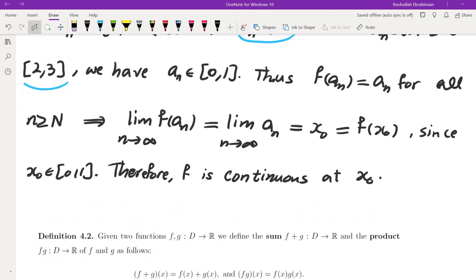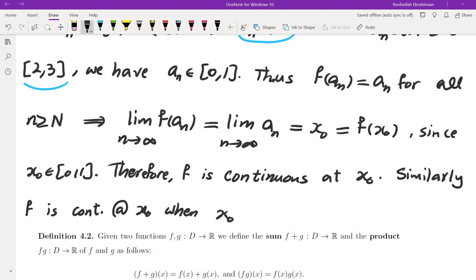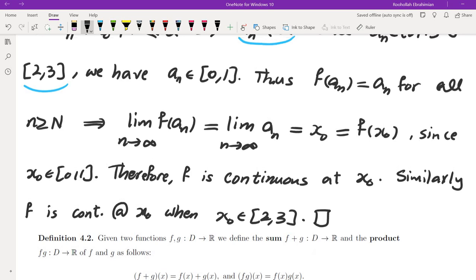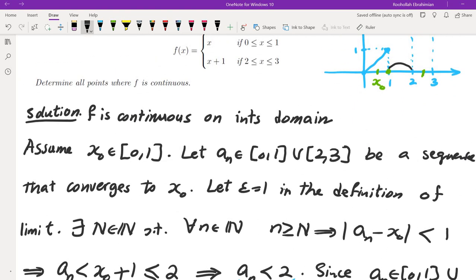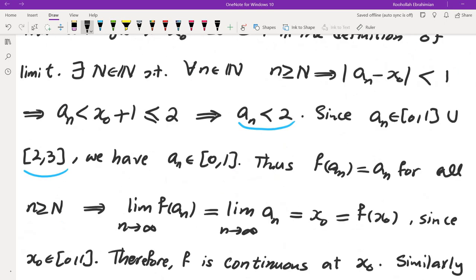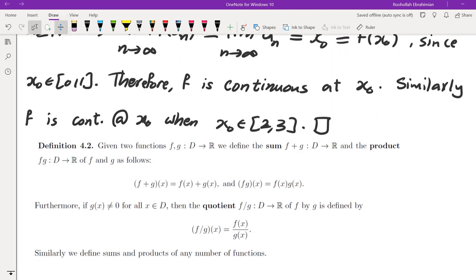The other interval from 2 to 3 is very similar. So similarly, f is continuous at x naught when x naught is in the interval from 2 to 3. So this completes the proof. What we did was we showed that f is continuous on its domain. We showed it is continuous from 0 to 1, and from 2 to 3 is a very similar process.